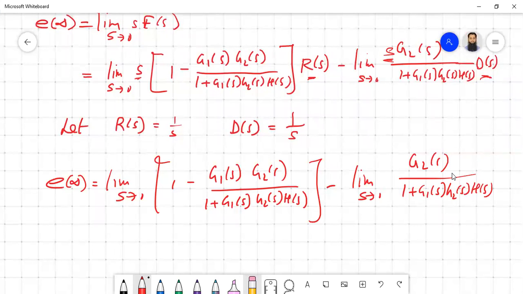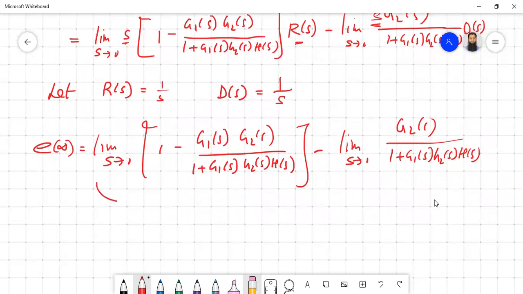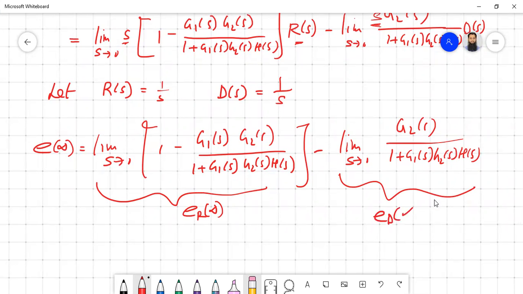Okay, so now let us start the analysis. Before starting the analysis, what is our objective? There are two portions again. This portion is because of the input, and this portion is because of the disturbance. So we can say this is E_R infinity for, of course, a non-unity feedback system, and this is E_D infinity.